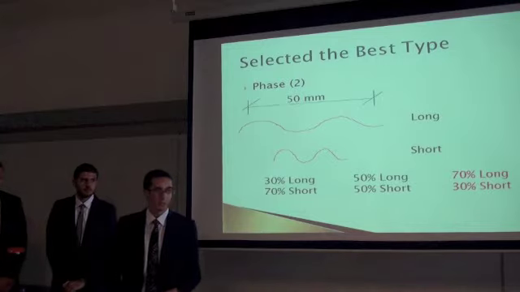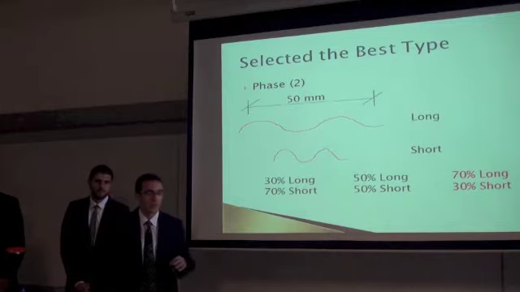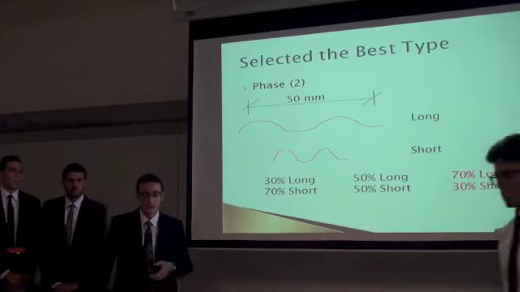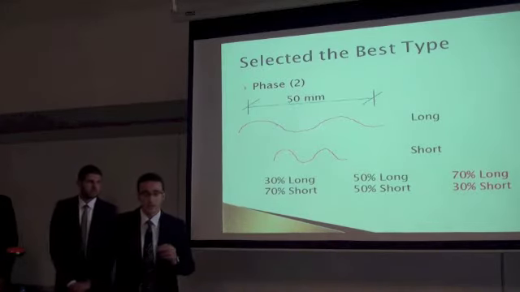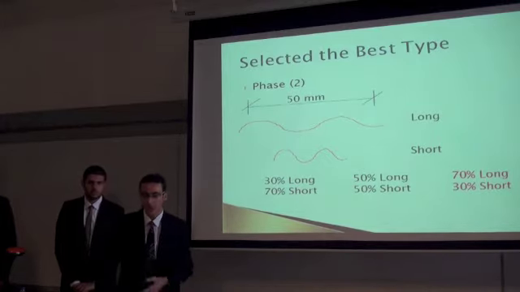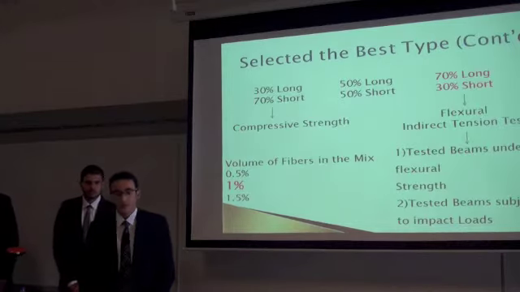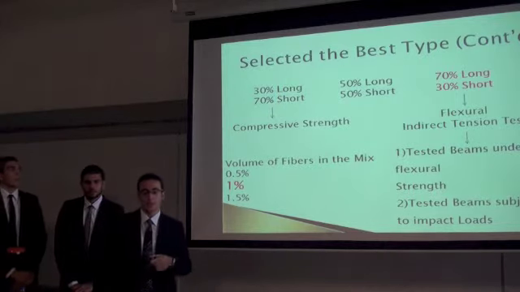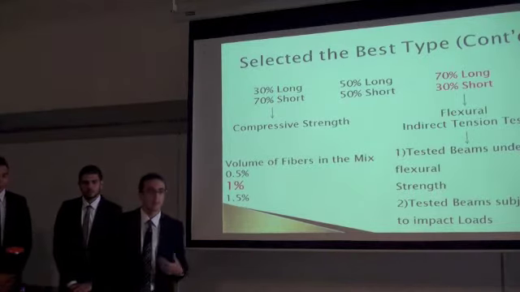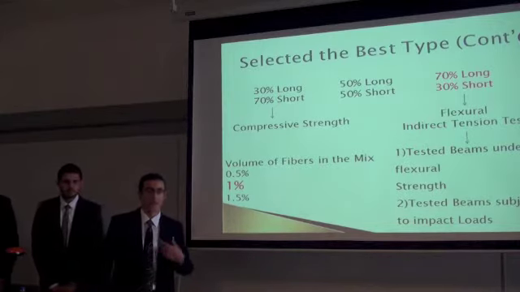And they went through the second phase, where they mixed the wavy fibers, long ones and short ones. They tested three percentages: 30% long and 70% short, 50-50, and 70% long and 30% short. And they concluded that the 30% long, 70% short has a better compressive strength, and the 70% long and 30% short has better flexural strength.